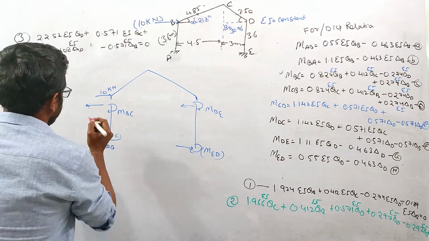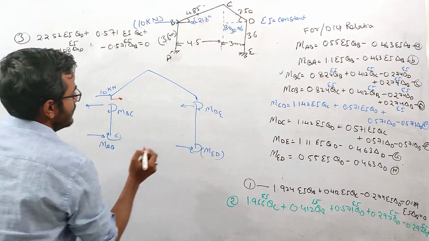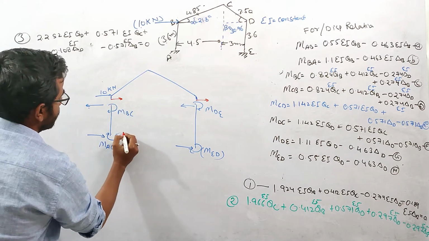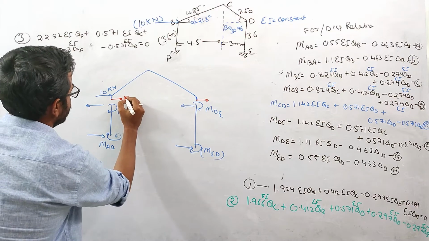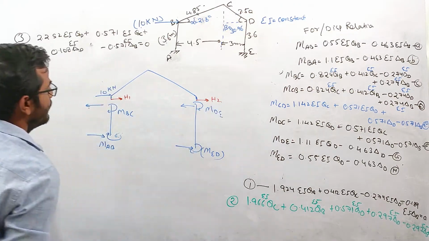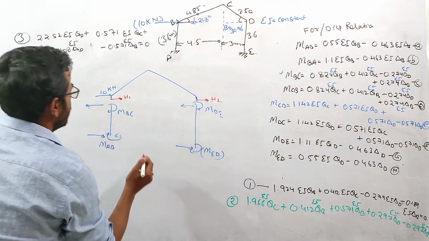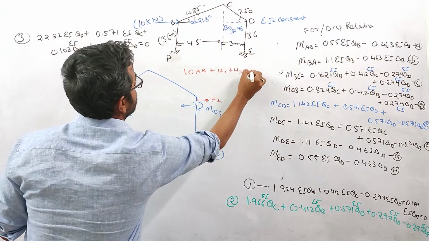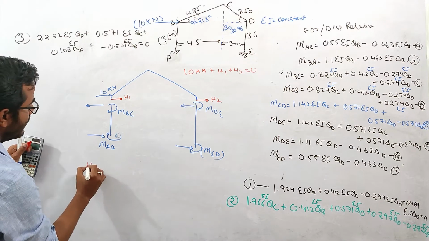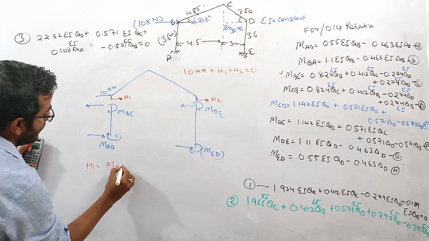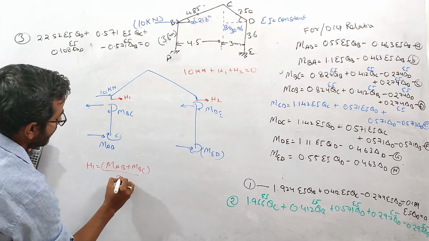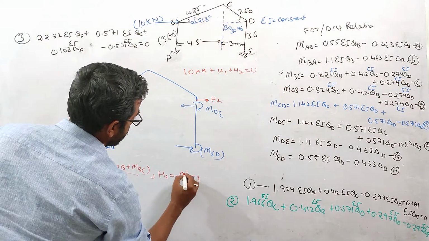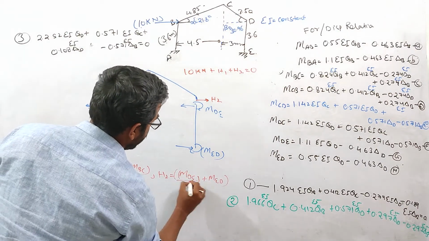Now opposite of this, the reaction opposite of this, one force will act in this direction, and again one force will act here also, right? Let us suppose this is H1 and this is H2. Writing the shear equilibrium equation along this x direction will result in 10 kilonewton plus H1 plus H2 equals 0. H1 will be equal to MAB plus MBC over 3.6. Similarly, H2 will be MDE plus MED over 3.6.